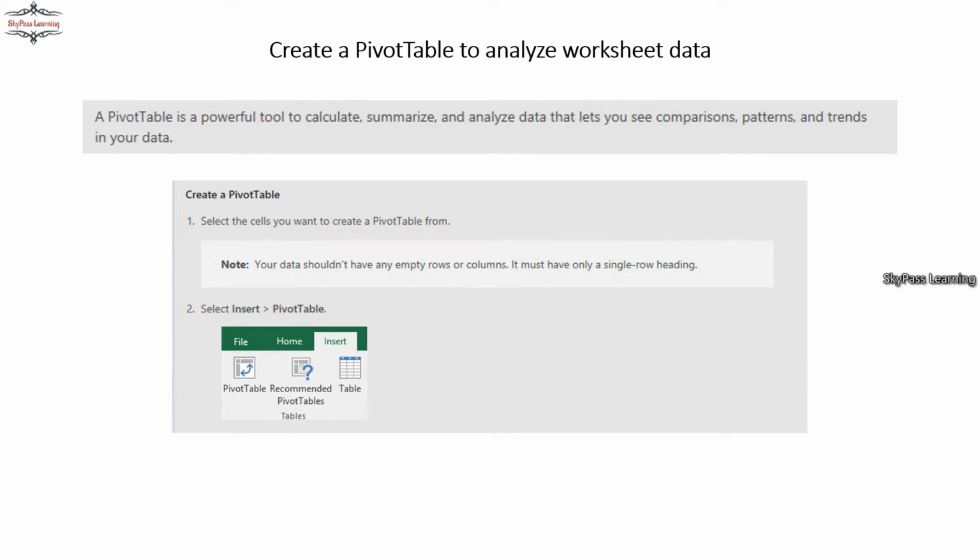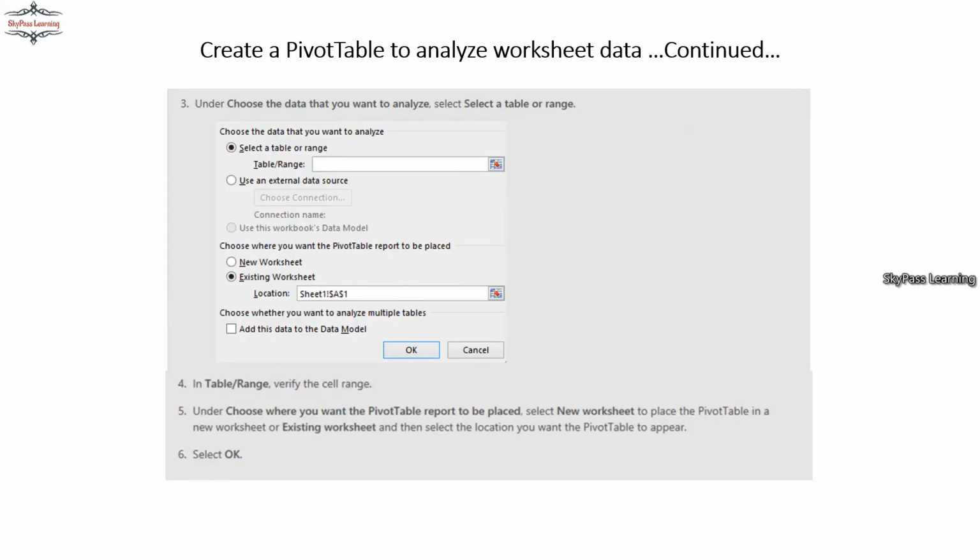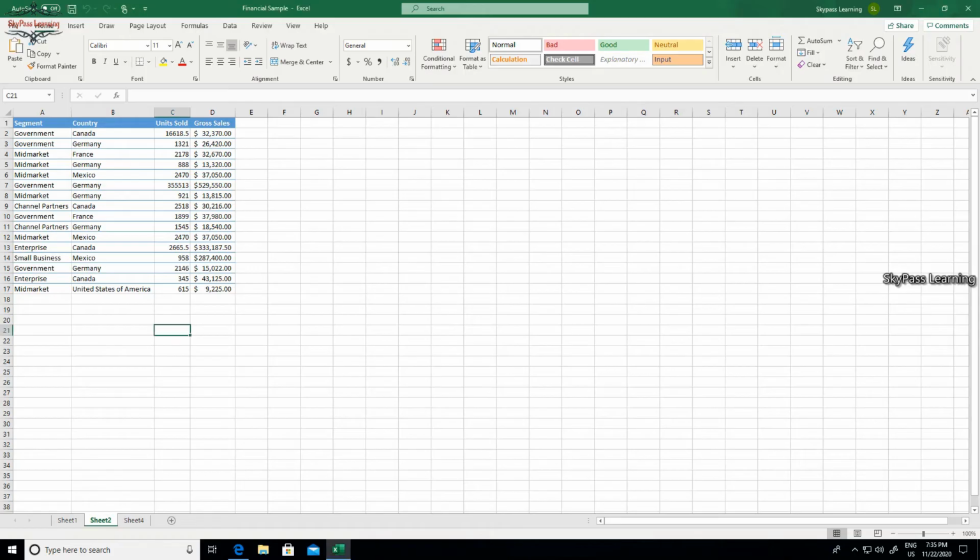It's simple to create in the Insert menu, where you can click on PivotTable. It will ask for the area to select. If you have already selected that location, then it will take the same selected range. It also gives you an option to create a new worksheet and put the table there, or to use the existing worksheet. So let's see how it works.